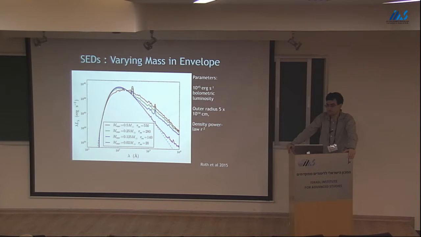I guess the question is for the observers. Your spectrum is much flatter than a black body. Does that actually get you to the black body slopes that are usually seen in TDEs, where you're more like lambda to the minus 2 or something?